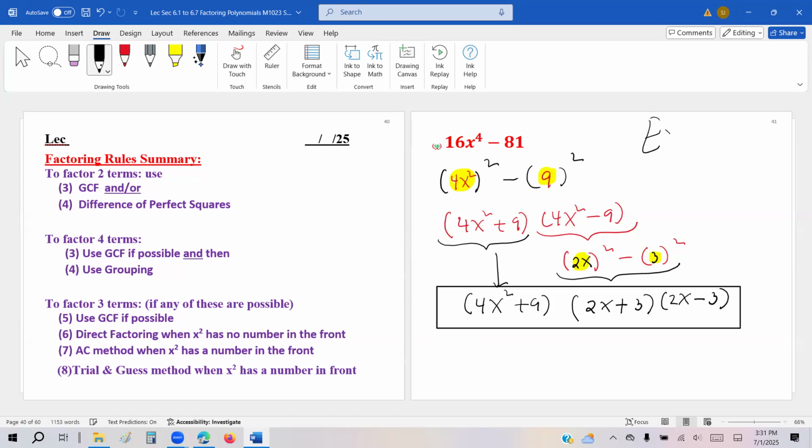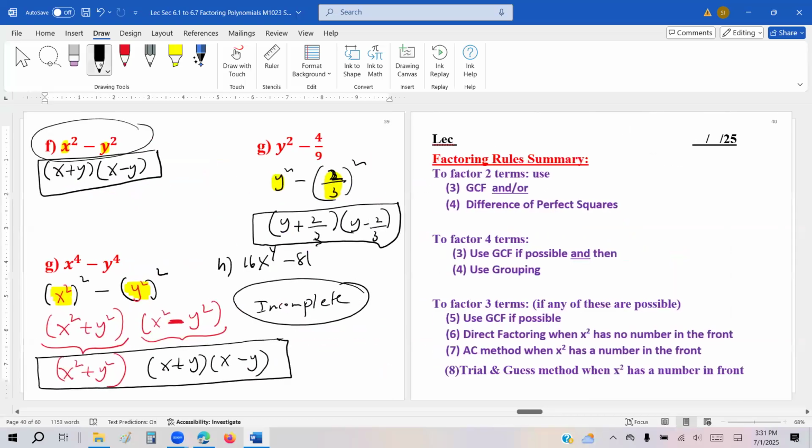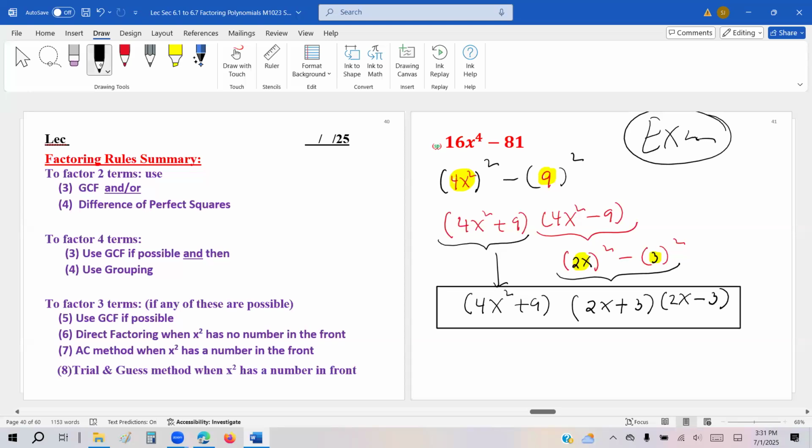So definitely we'll have one of these in the exam, in the in-class exam and the final exam. They love 4th power, so they give one of the 4th power.